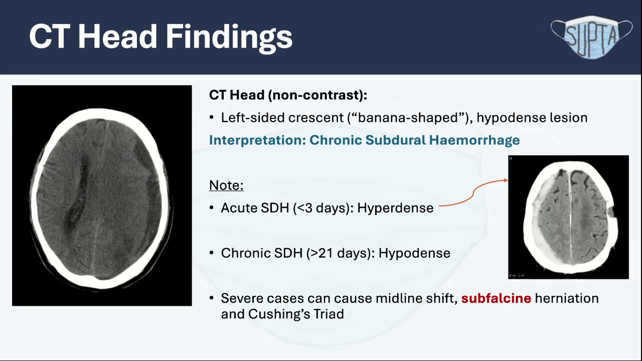So an acute subdural hemorrhage, usually within the first few days, tends to be hyperdense, so it looks very bright. That's an acute scenario, but a chronic one, usually after about 3 weeks, like about 21 days or so, becomes a bit hypodense, so it looks a bit darker. That fits very nicely with the patient's story of a fall 3 weeks ago, followed by gradual worsening of symptoms.